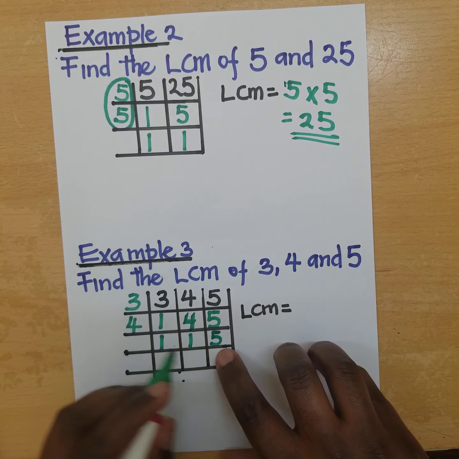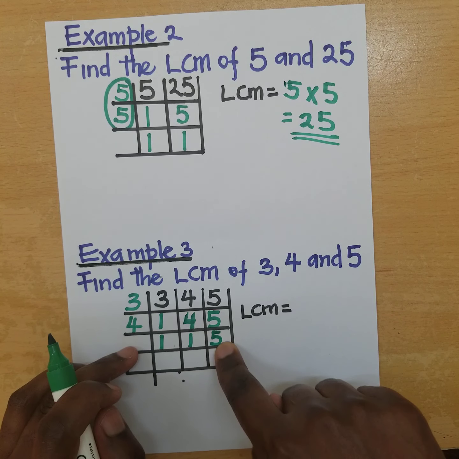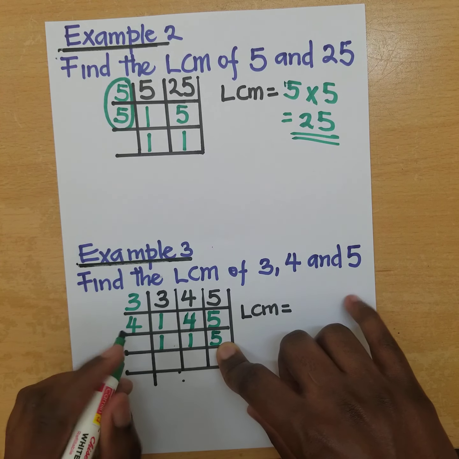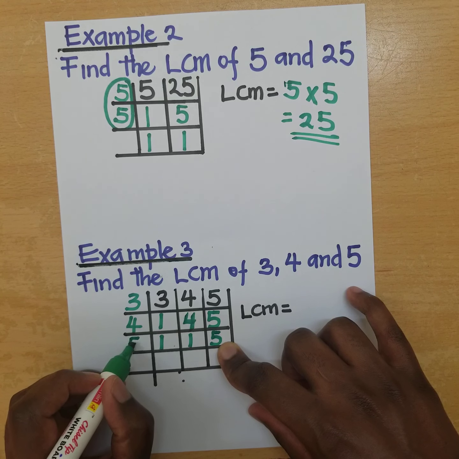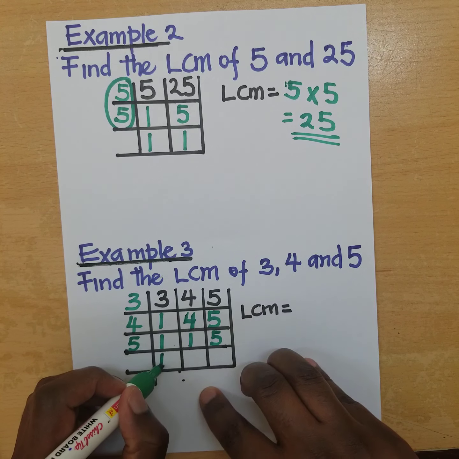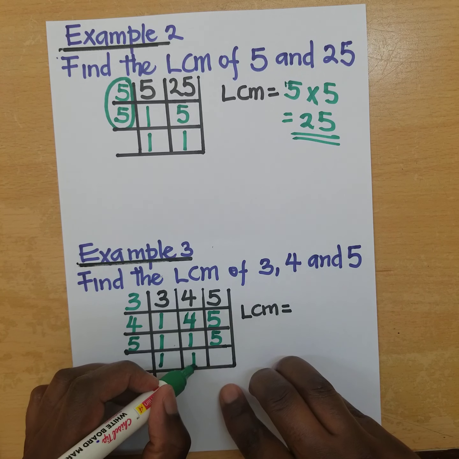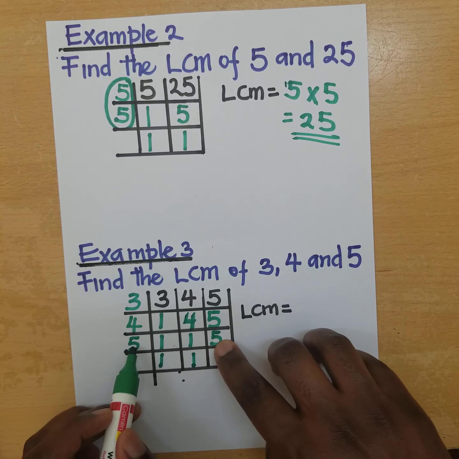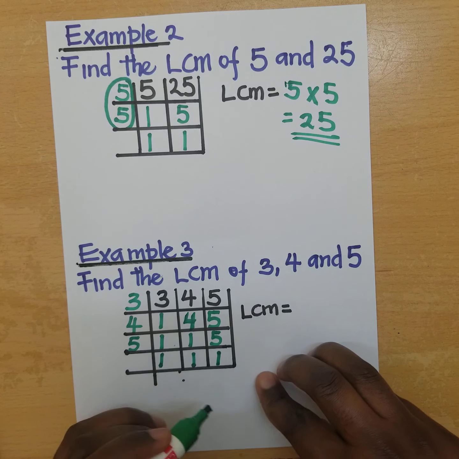Now think of a number that will divide 5 completely. Which number will it be? It will be 5. Where you already have 1, just put 1 again. So 5 divided by 5, I'll have 1.